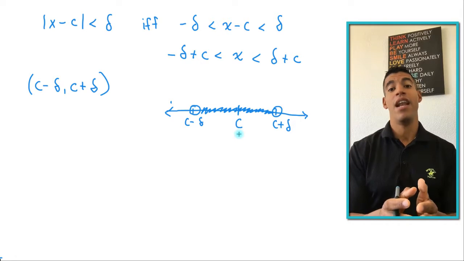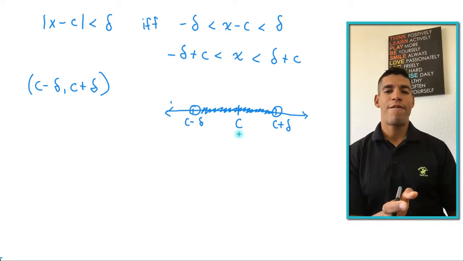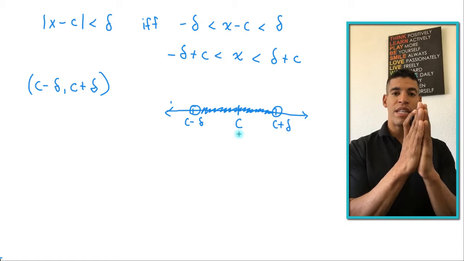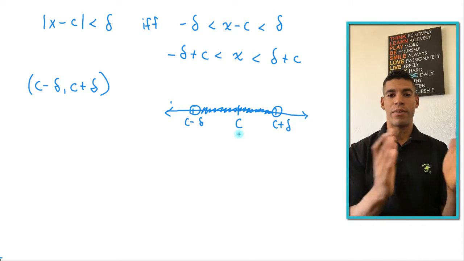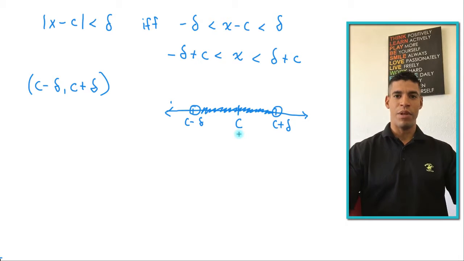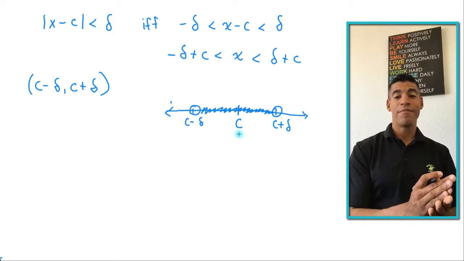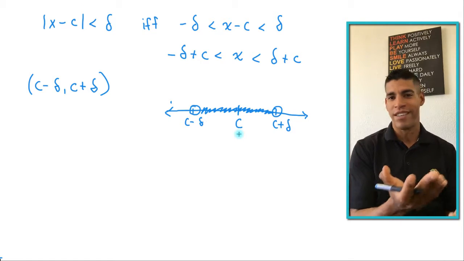But c could be 10. So to the right of 10 will be 20, and to the left of 10 will be 0. So notice that the placement of c is important. And the distance, or the delta, is also important because it's going to give you that distance from c to the right and c to the left. Okay? That's basically what this craziness means.